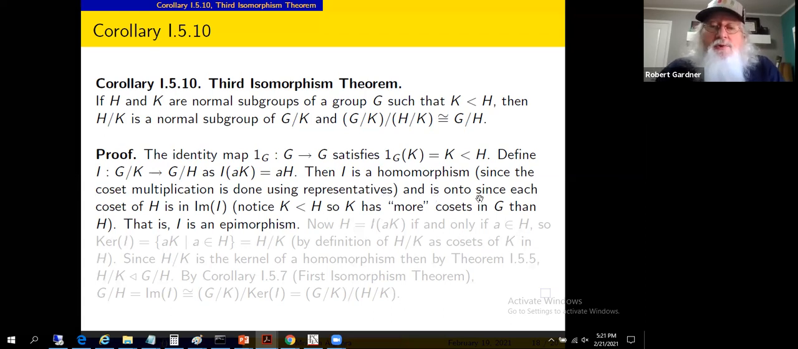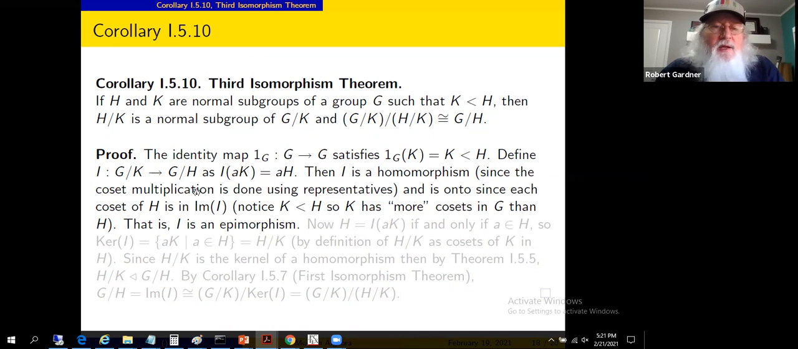It's also onto, since each coset of H is in the image of I. We're going to let A range over all of G. As A ranges over all of G, we look at all of these cosets, and we'll produce all of these cosets over here. So we've got an onto homomorphism. This mapping I is an epimorphism.